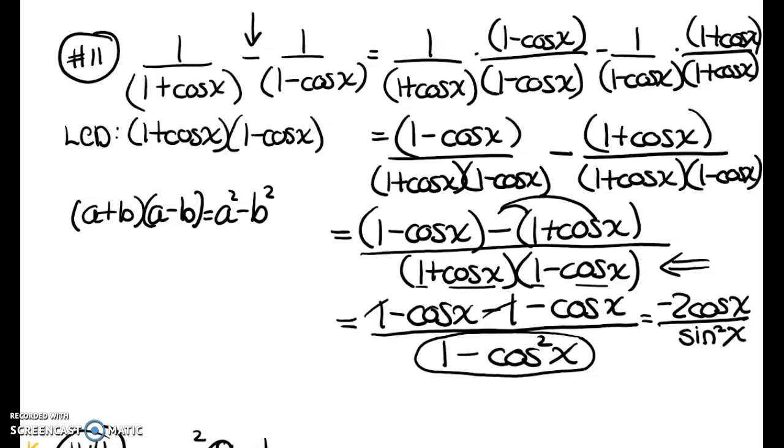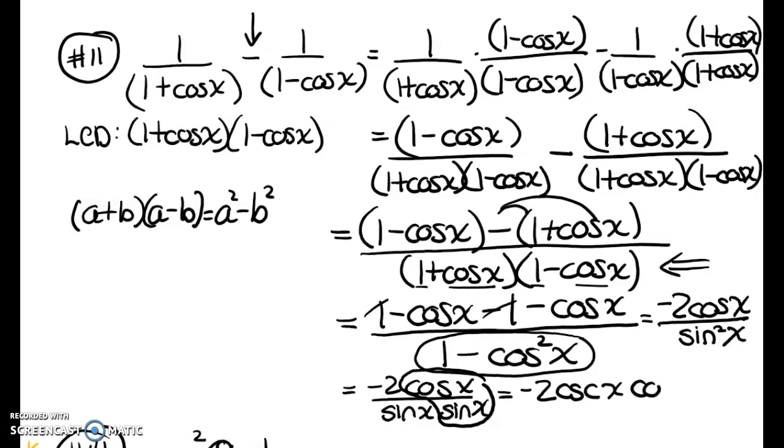But now I'm not allowed to leave quotients, so I'm going to split my sine squared of x up into sine of x times sine of x. And I know that this part is cotangent, and I know that 1 over sine of x is cosecant. So I get negative 2 cosecant of x, cotangent of x for the answer to number 11.